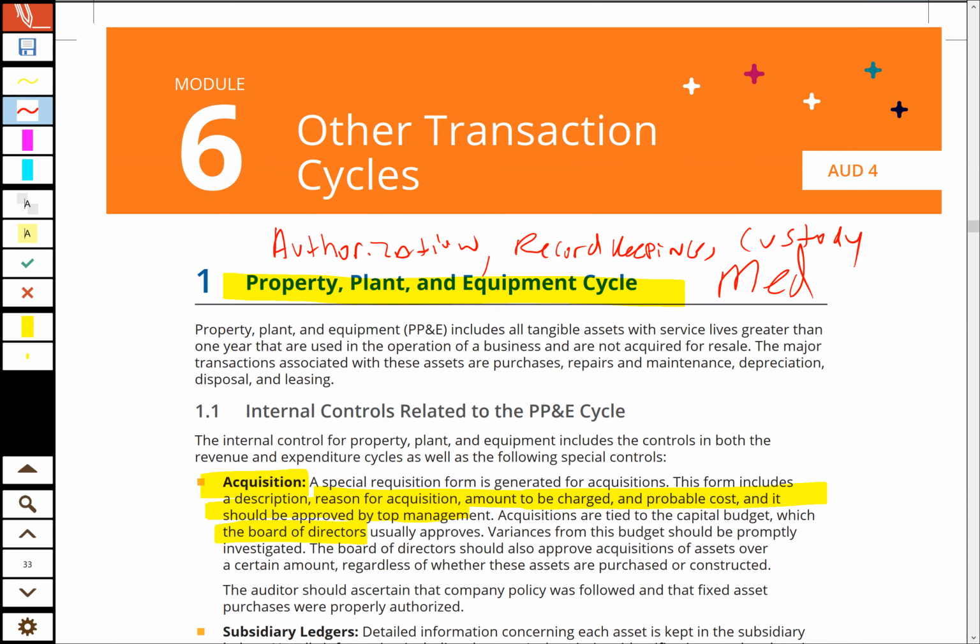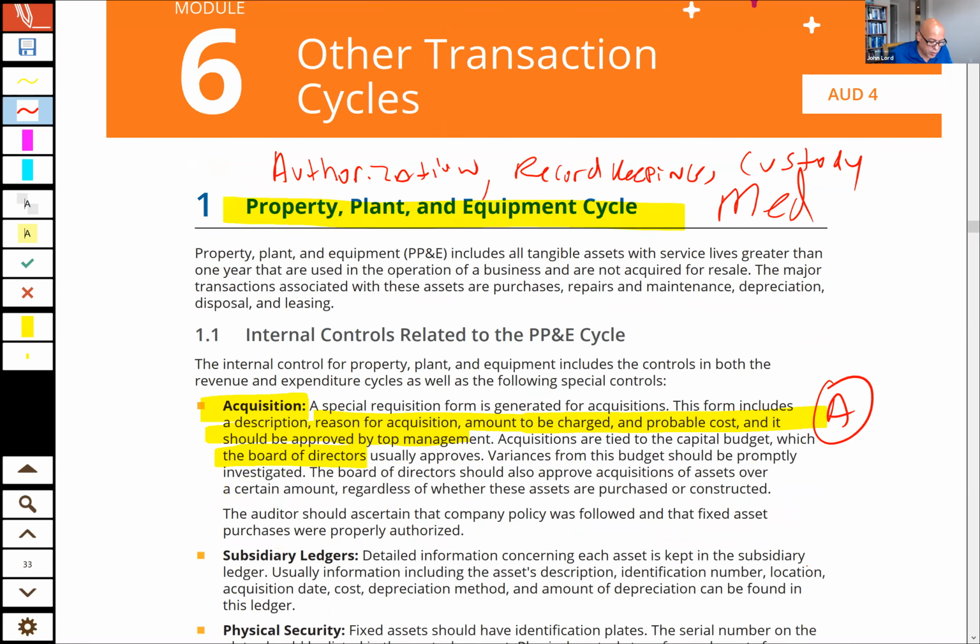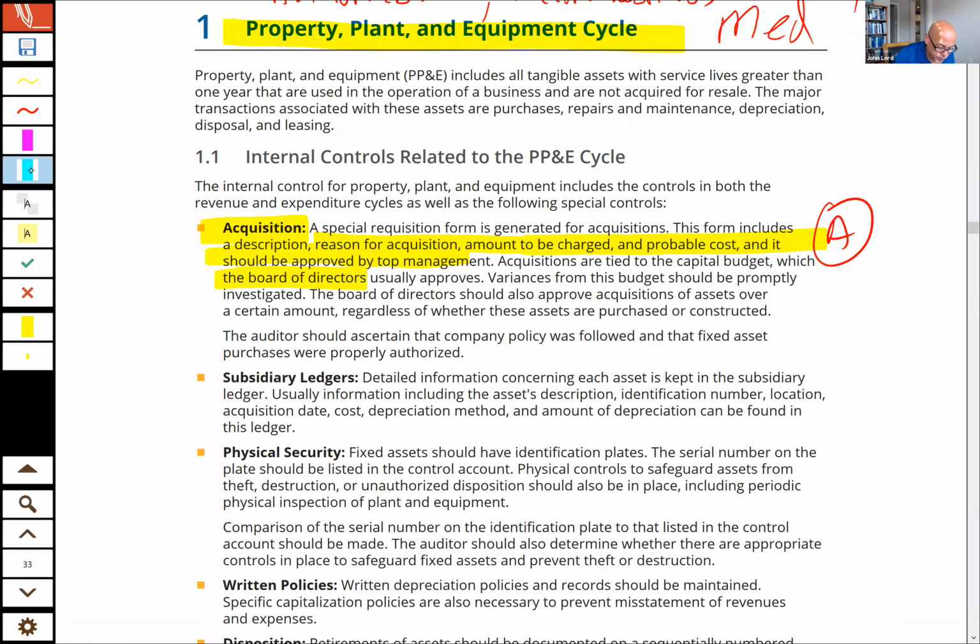Authorization. Good, excellent, sounds good. Yeah, I'm gonna put an A there for authorization. Good, okay. Then we start talking about subsidiary ledgers, okay? And subsidiary ledgers contain detailed information, giving you a description of the asset, the location, etc. What do you think this is? Record keeping. Good, excellent, okay.